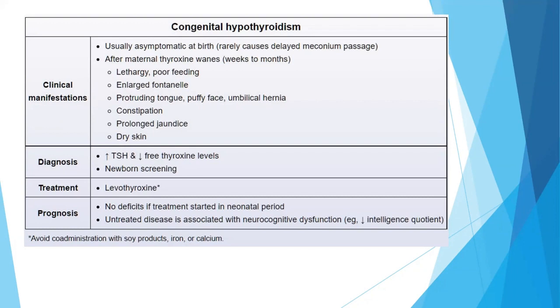will present with congenital hypothyroidism symptoms, which will include lethargy, poor feeding, enlarged fontanelle, protruding tongue, puffy face, umbilical hernia, constipation, prolonged jaundice, or dry skin. Diagnosis is increased TSH and decreased free thyroxine level as in any hypothyroidism disease, and the patient should go under newborn screening. The treatment is levothyroxine. The prognosis is that untreated disease is associated with neurocognitive dysfunction, but there are no deficits if the treatment is started in the neonatal period. If we catch the disease early, then there are no such complications.